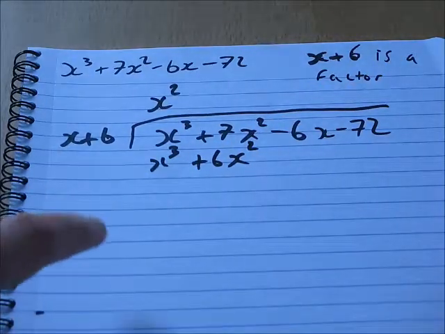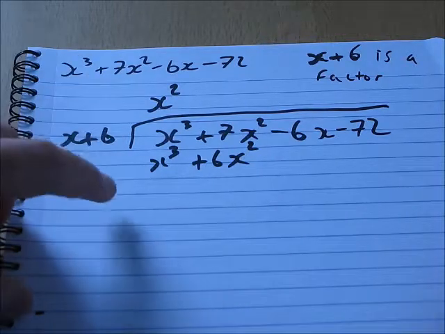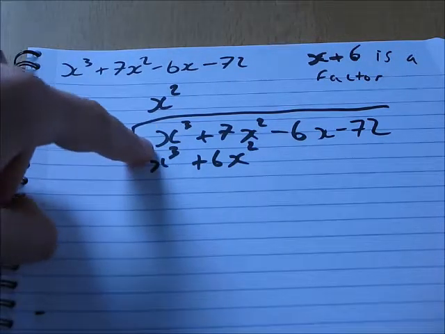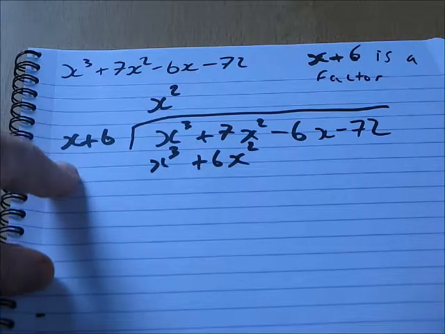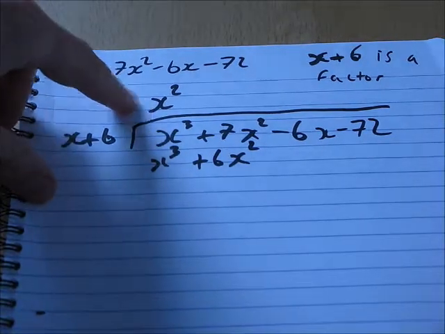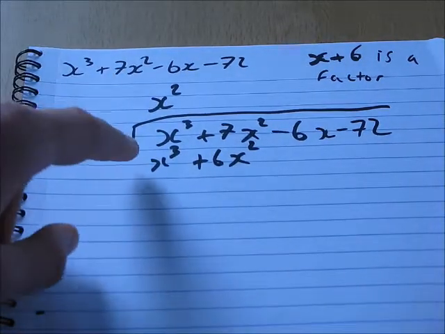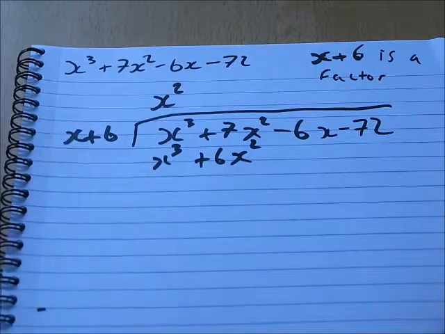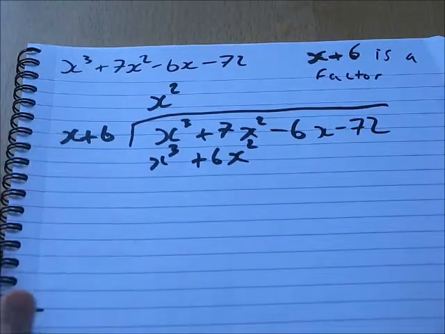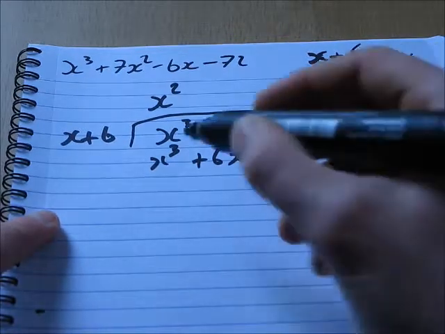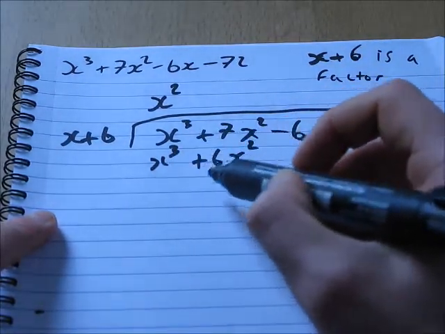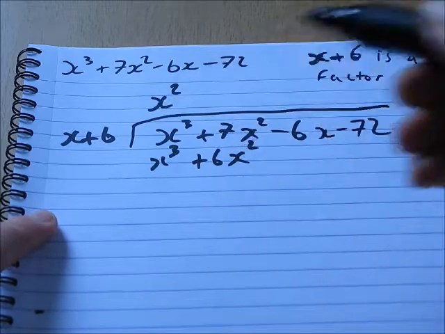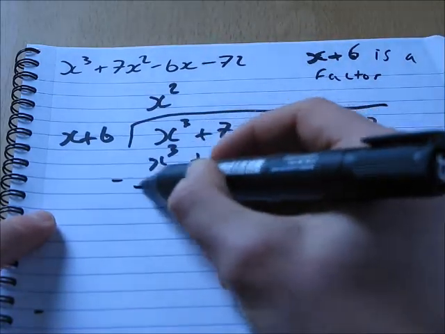So I'll say that again. All you're doing is dividing x cubed by x, and then timesing the result, x squared, by the x plus 6. Make sure it's the x plus 6. Okay, so now we've got x cubed plus 6x squared, and you're just going to want to minus that from the main term there.